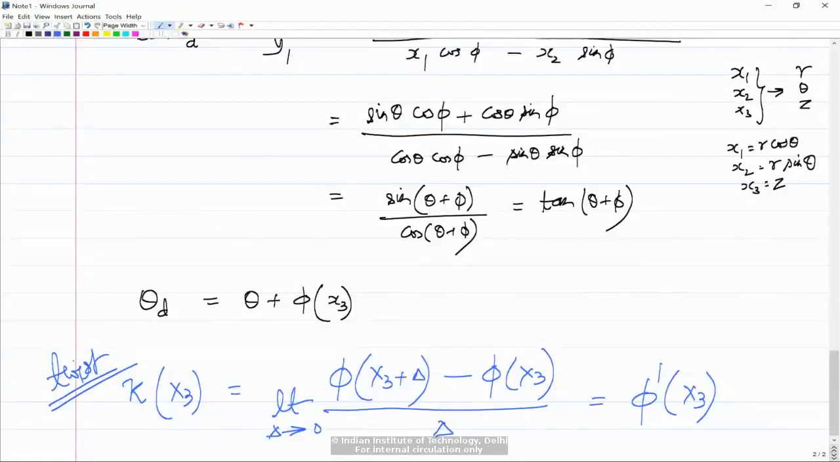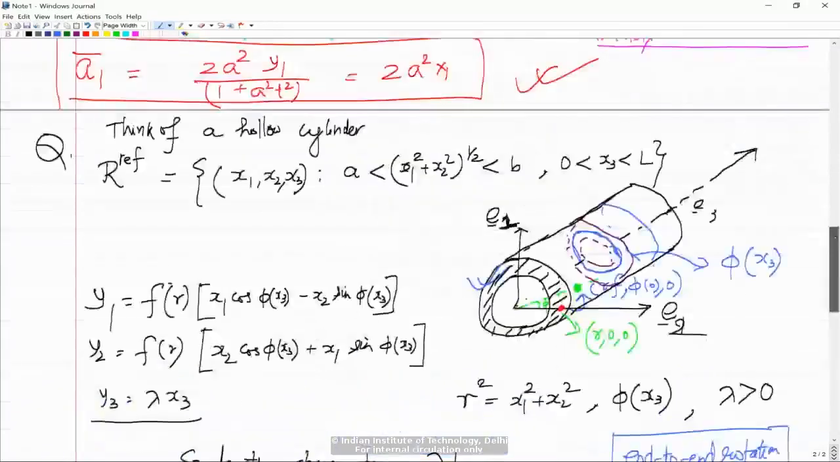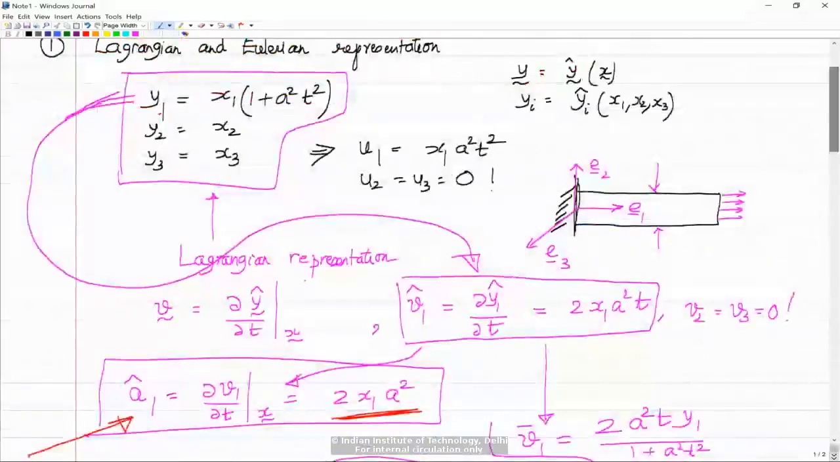In example 1, what is u? So we had u1, no? u1 is the displacement, right? We are denoting displacement by u.